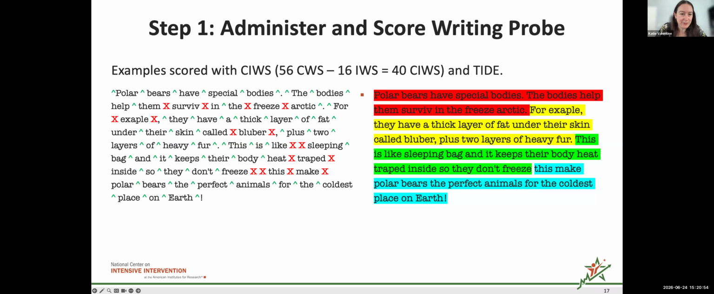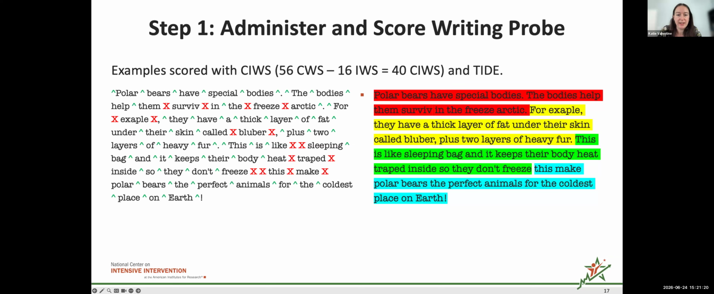So first I scored it for CIWS, the correct minus incorrect word sequences. So you can see that on the side of the screen with those carets and those X's. And just overall, you can see there are a number of incorrect sequences. And we have a number score, which is 40 CIWS, but we want to know, well, what does this actually mean about the student's skills? So we're going to take a deep dive into what those X's are indicating.